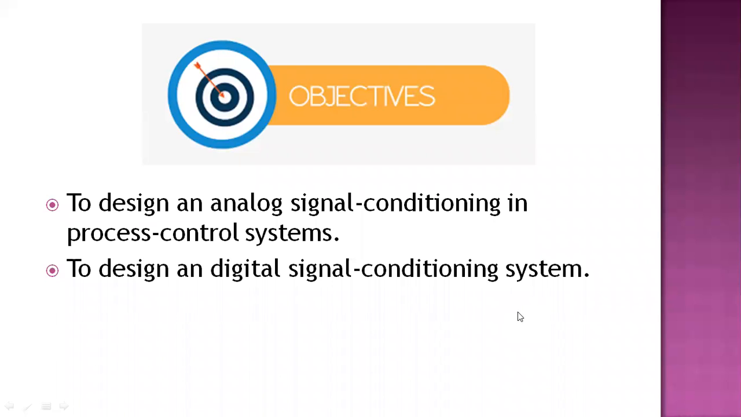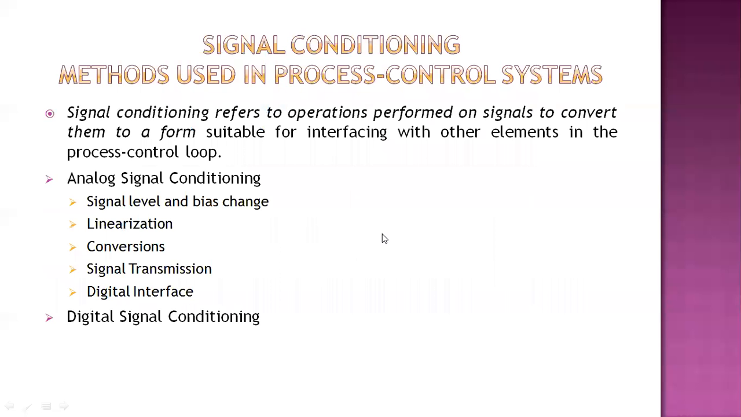The objectives of this lecture are to design an analog signal conditioning in process control systems, then to design a digital signal conditioning system also. So, signal conditioning methods which are used in process control systems. First we will see what is signal conditioning. It refers to operations performed on signals to convert them to a form suitable for interfacing with the other elements in the process control loop.